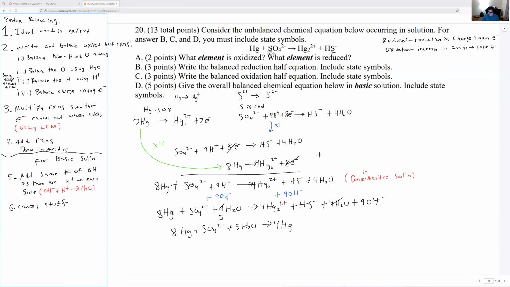So it's just more tedious at the end with the base. Plus HS minus plus 9OH. And then that's your answer. That's your answer in basic solution.